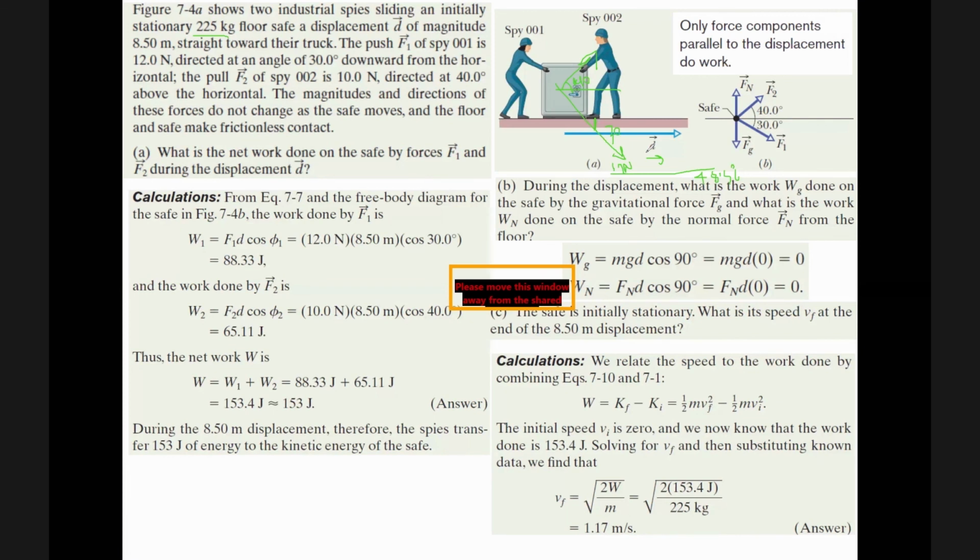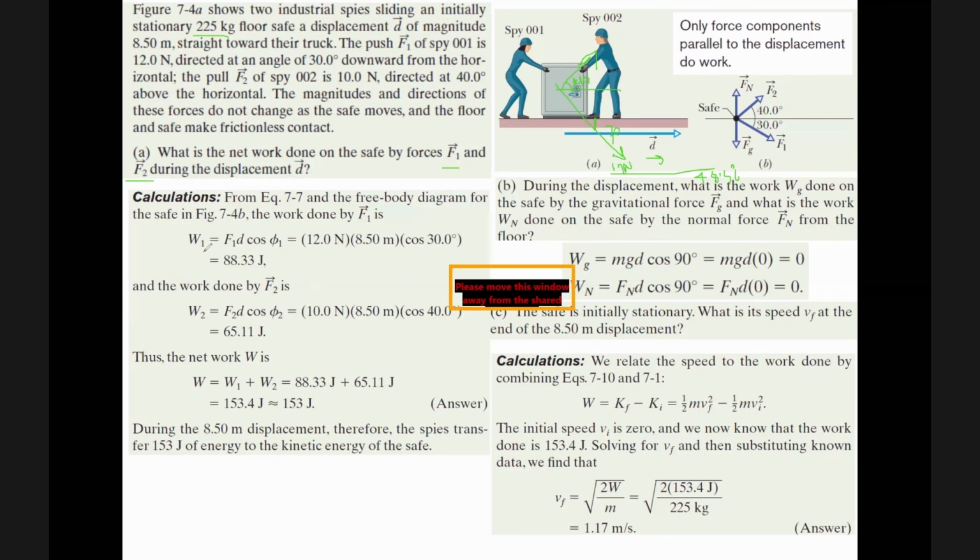Okay. What is the net work done on the safe by forces F1 and F2? He is asking only for the net work by F1 and F2, not by all the forces, because I have weight, I have normal, I might have friction. No, he said only by F1 and F2. The net work: the method we said is either we find the individual works and then add them, or we find the net force and then find the net work.